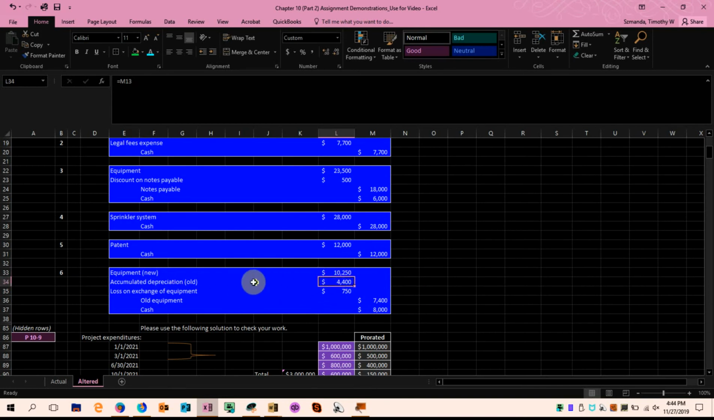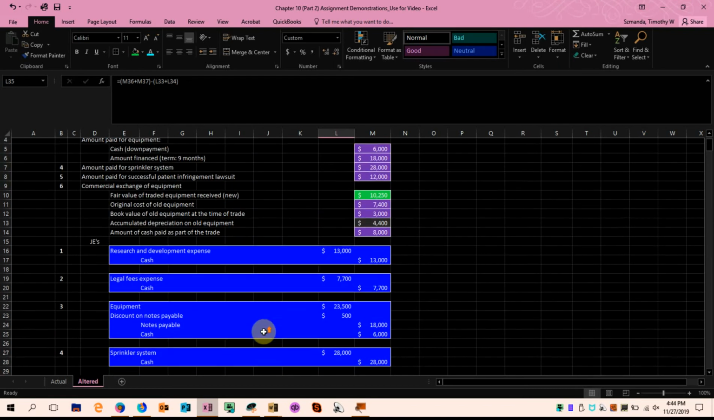Close out the old accumulated depreciation account of the asset that we got rid of or traded away. Credit the old equipment to get rid of it, get it off the books. We paid $8,000 in cash, so we credited cash for $8,000. That means that we're going to have, as our plug figure, a loss of $750 on the exchange.